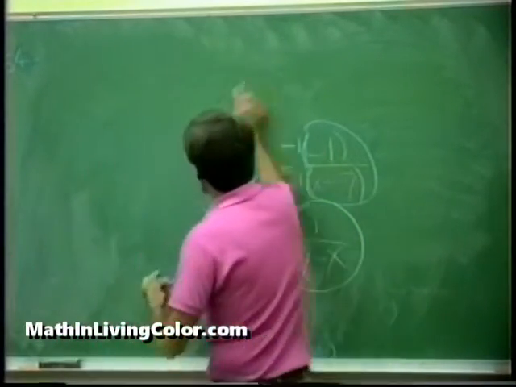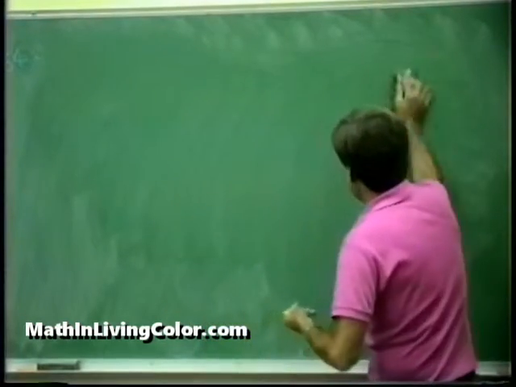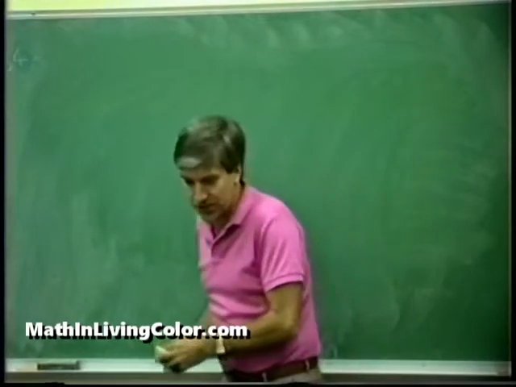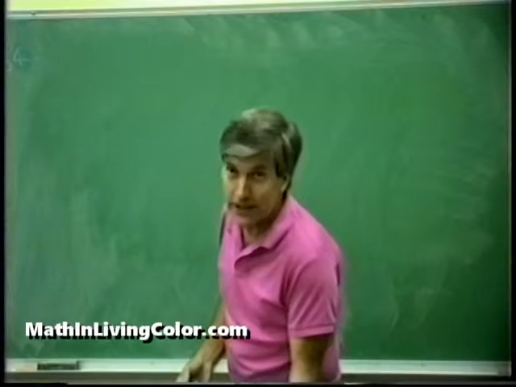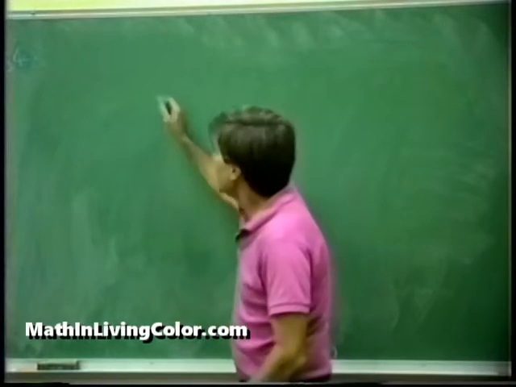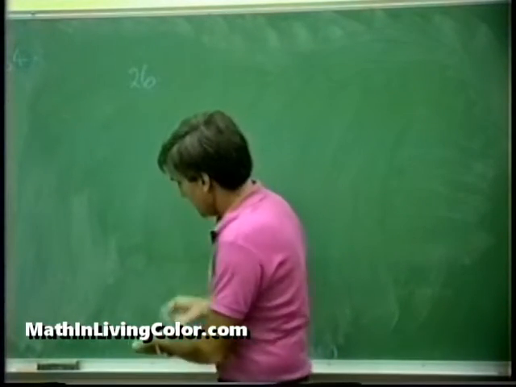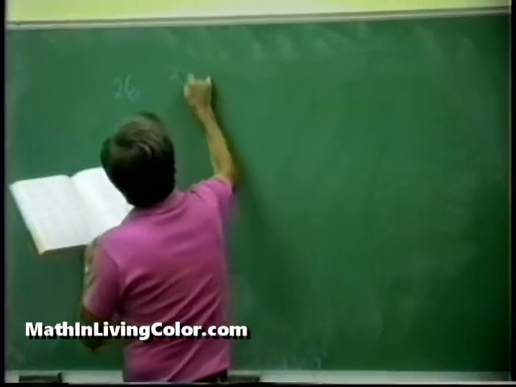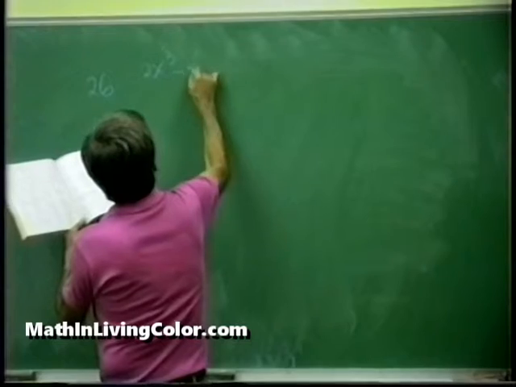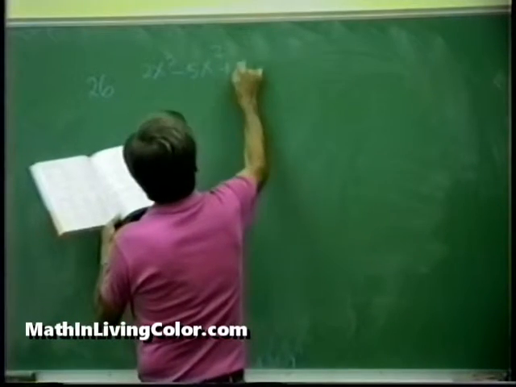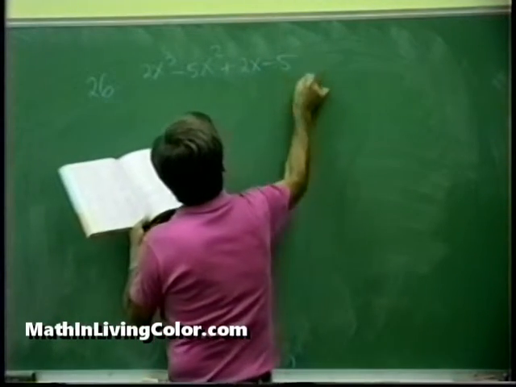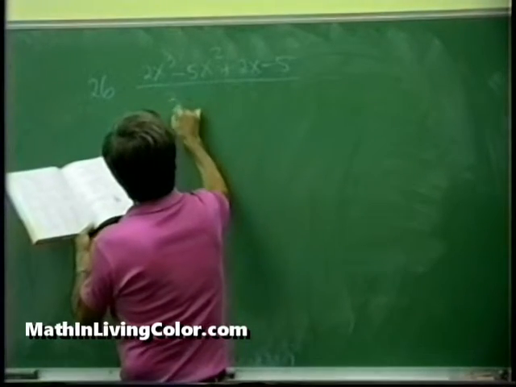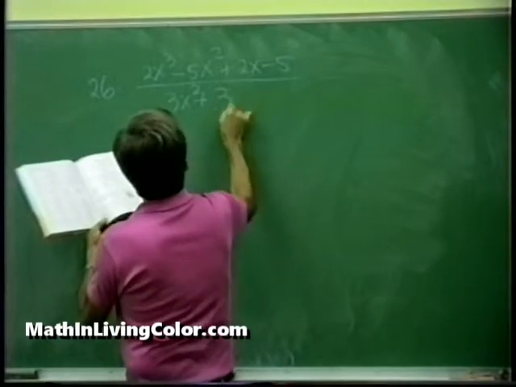Again, what we're doing in this section, we are reducing fractions. That's all this first section is. Section 6.1 is reducing fractions. Number 26, the problem says 2x cubed minus 5x squared plus 2x minus 5 divided by 3x squared plus 3. Okay?